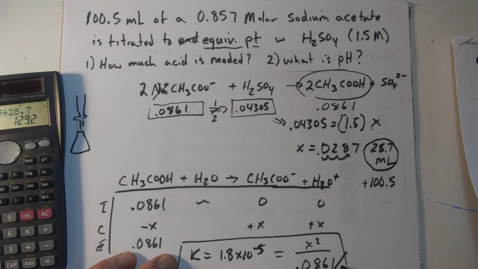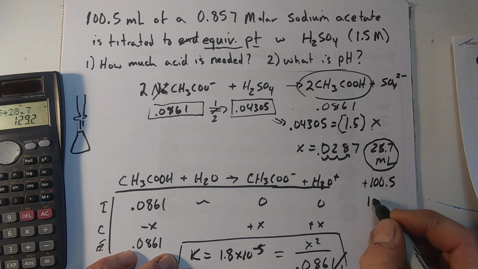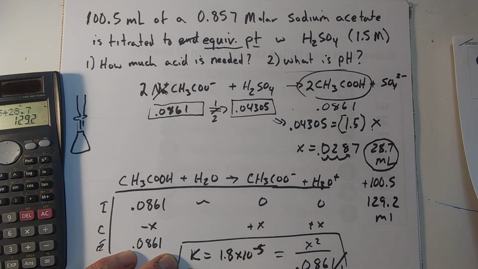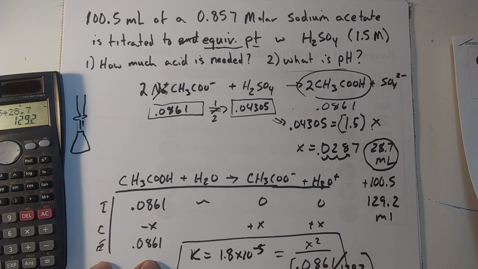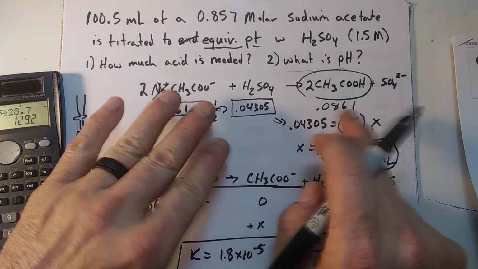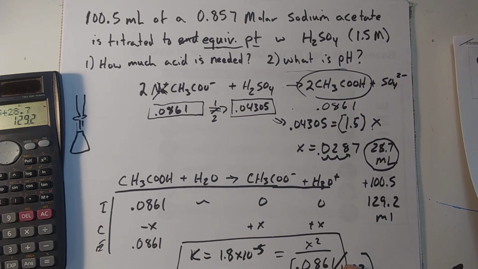I get 129, but that's going to be in mils. I need to go to liters, so I'm going to say 129.2 mils is 0.1292 liters. So that is needing to be done before we use the law of mass action. I need to get that into molarity. I used mole talk here, but had to get it back to molarity.